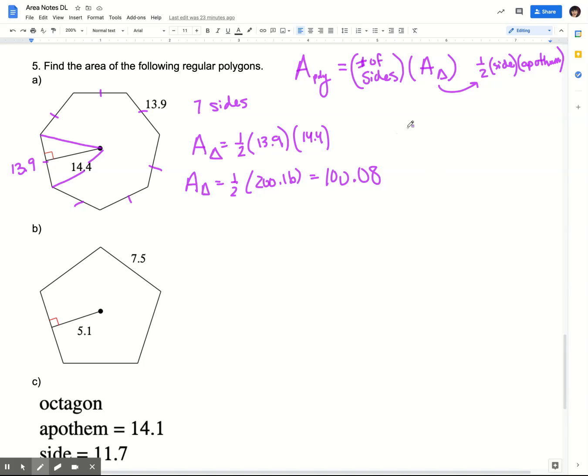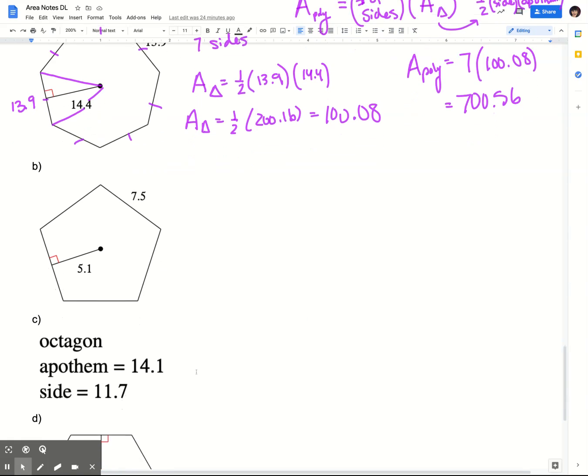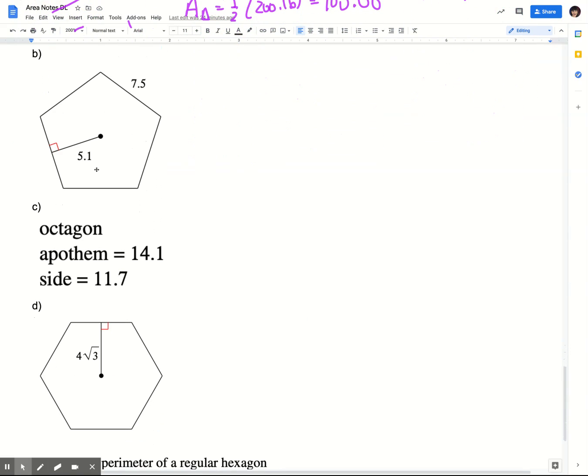So the area of my polygon is the number of sides, which is 7, times the area of my triangle, because there's 7 of those triangles that make up the whole area of that shape. So I'm literally just going to multiply that by 7. The area of my polygon here is 700.56. And there's no units in the problem, which means I don't need to give units in my answer. The next two here are very similar.